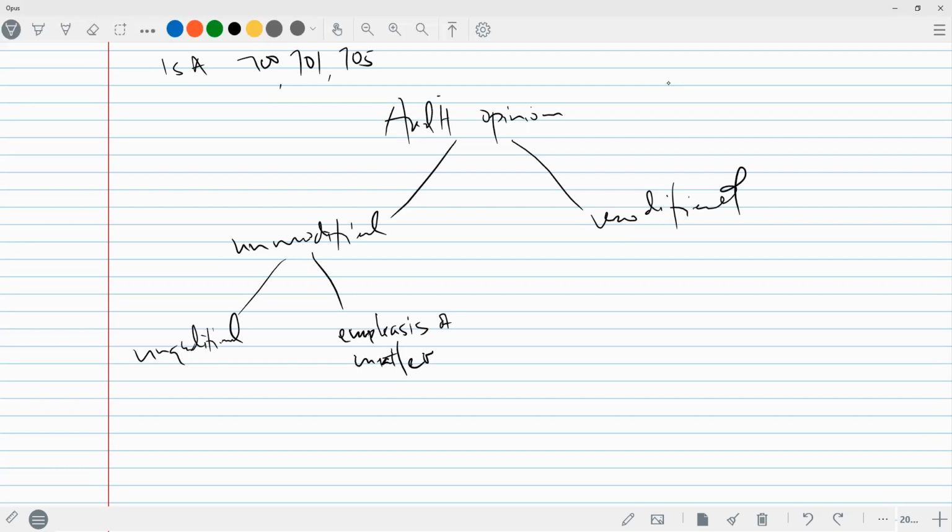In the case of the modified opinion, they can be modified because of two things. One of them is limitation of scope. The other thing that might lead to the modification is disagreement on a matter.